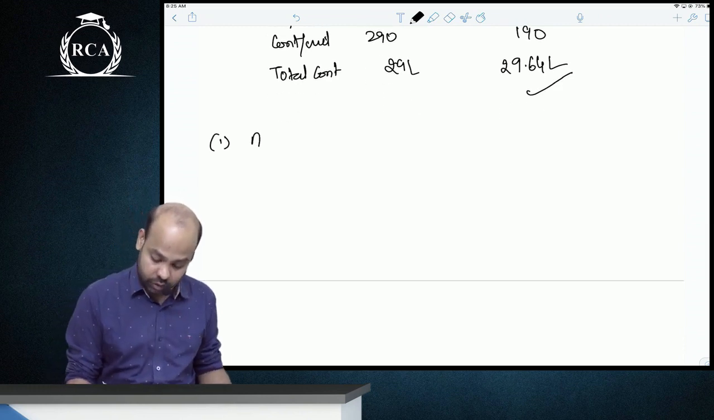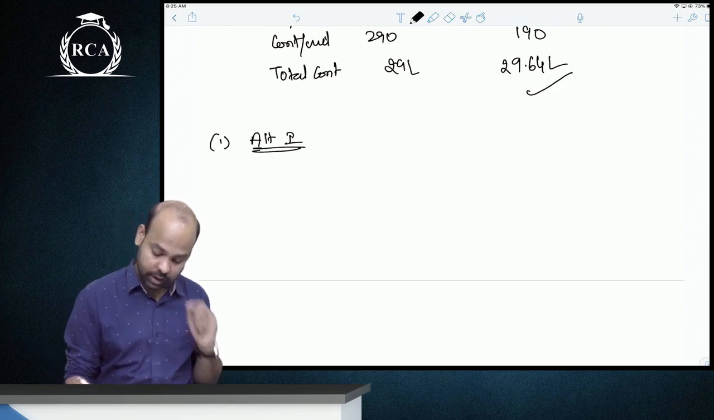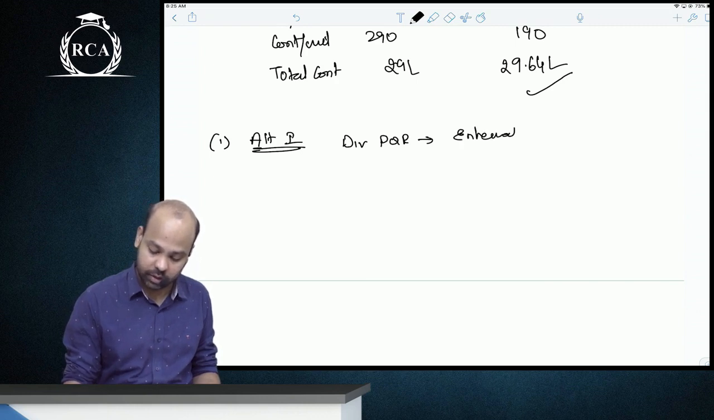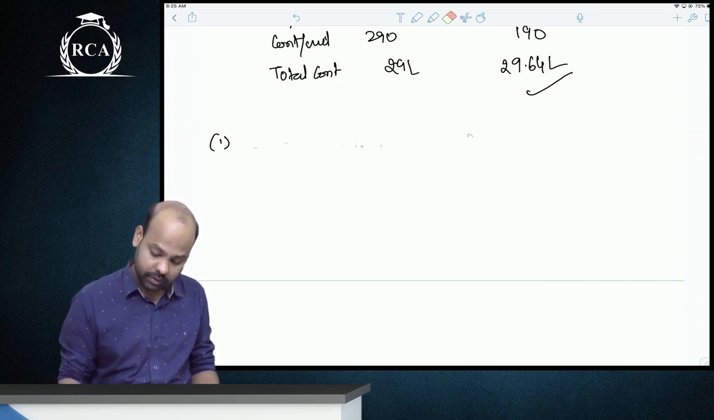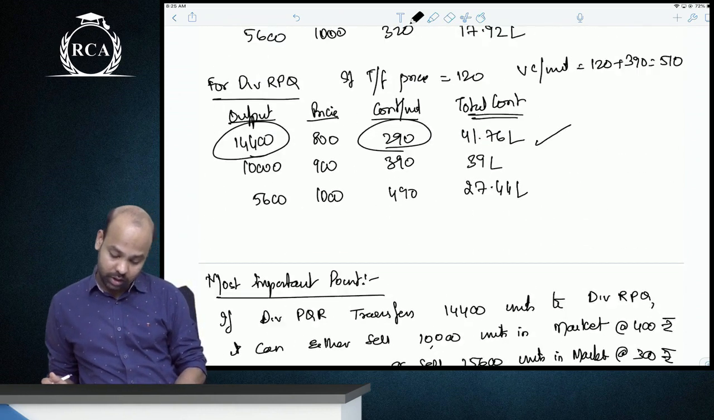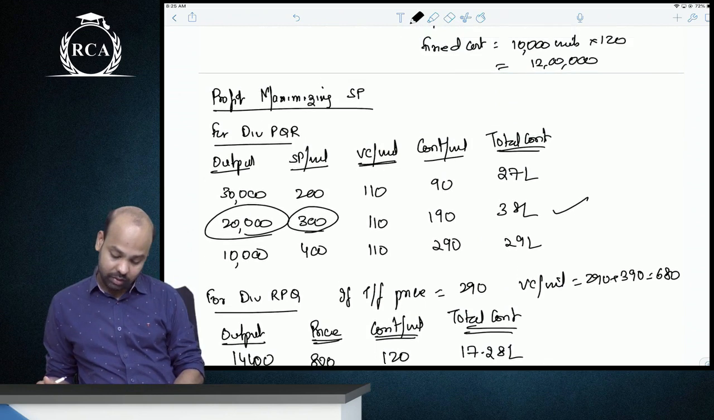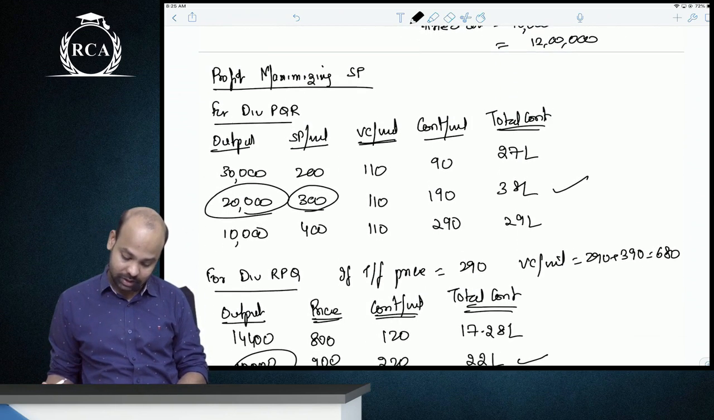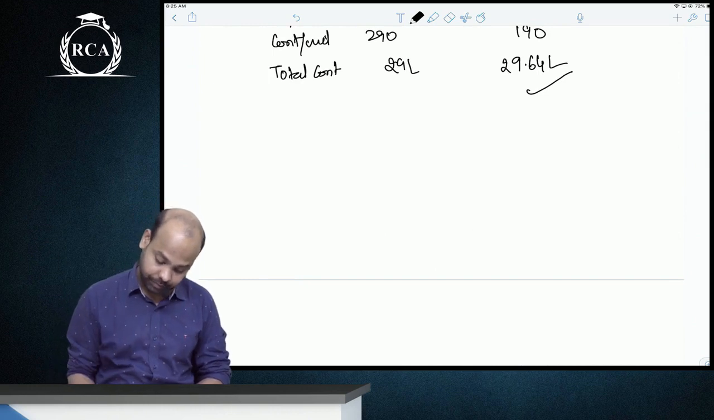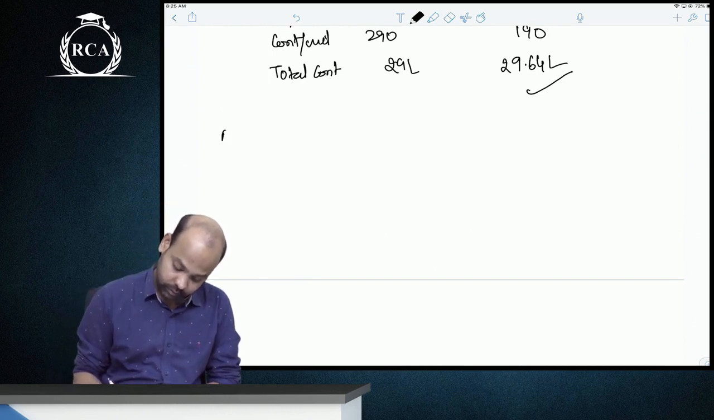So guys, alternative one. What are all the alternatives that we are looking at? Only two alternatives, I believe: 20,000 units, 10,000 units. Let me write directly.